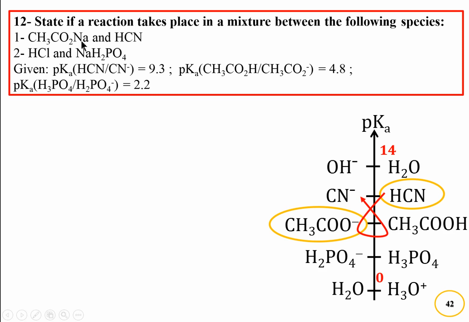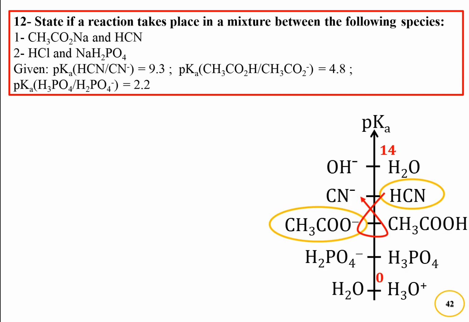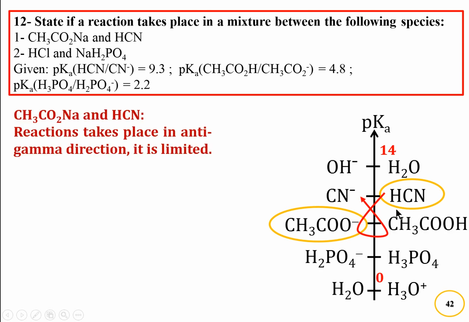Between CH3COO- and HCN, we have to draw the increasing pKa scale and determine the couples involved. The couples involved are acetic acid/acetate and HCN/CN-. Then we determine the species present: we have acetate and we have HCN. So we have a reaction, but since this reaction is in the anti-gamma direction, it is limited.